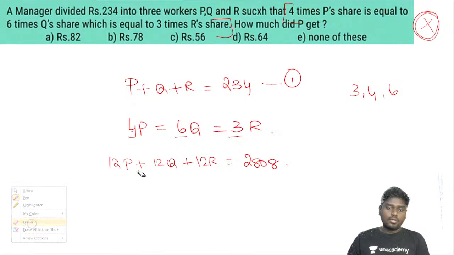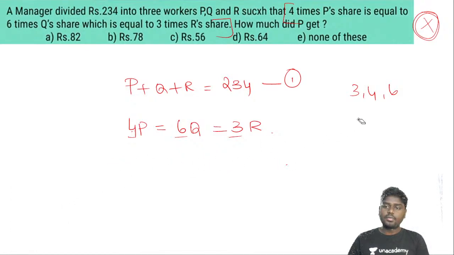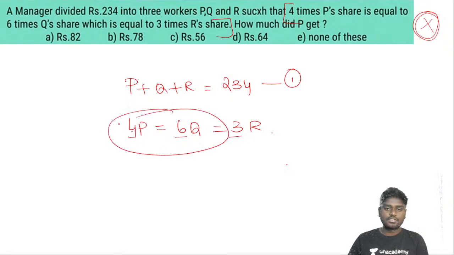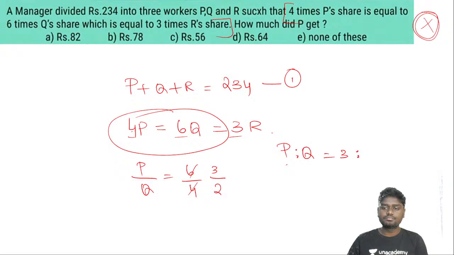Or let me do it in the other way, so that you are able to understand much better. Just by looking at this, I can come to the conclusion that if 4p is equal to 6q, then p by q will be what? It's going to be 6 by 4, which is ultimately 3 by 2. So the ratio of p is to q here is 3 is to 2.